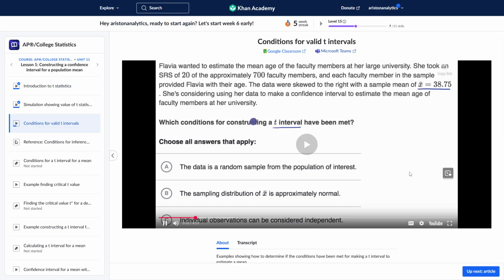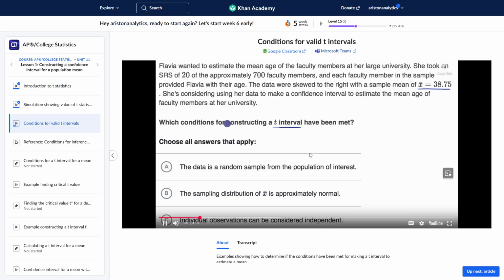So pause this video and see if you can answer this on your own. Random sample, normal, all of them. Actually, hold on. Okay, it's random. 20 of the 700 faculty members. I don't know how the second condition could be met.